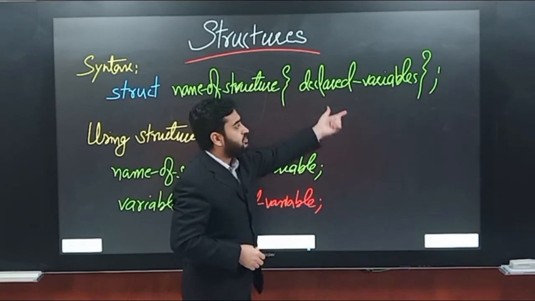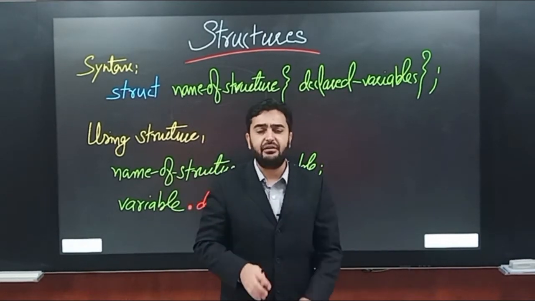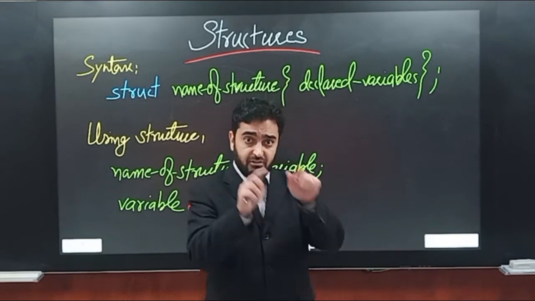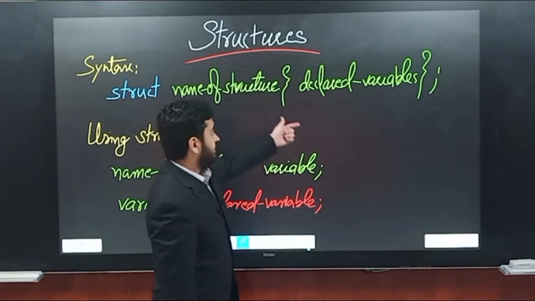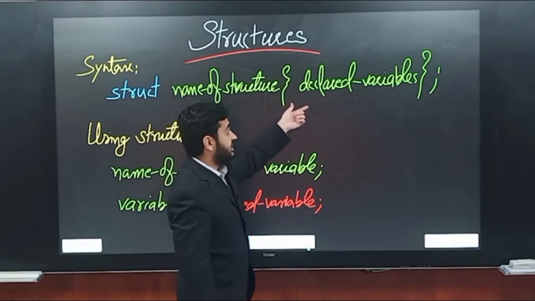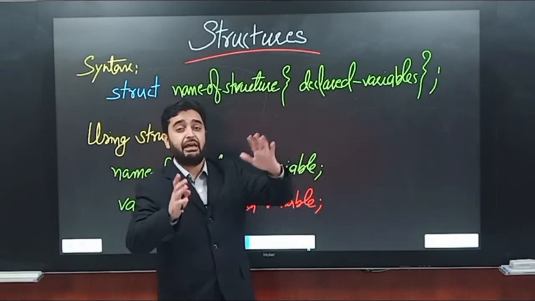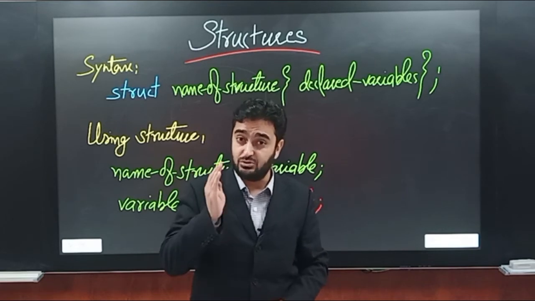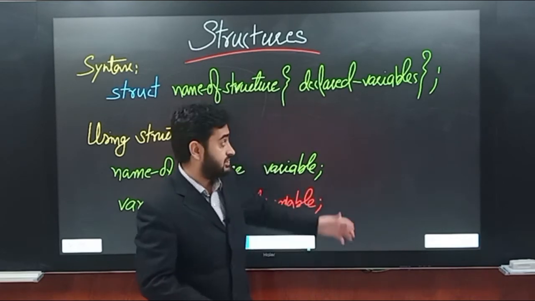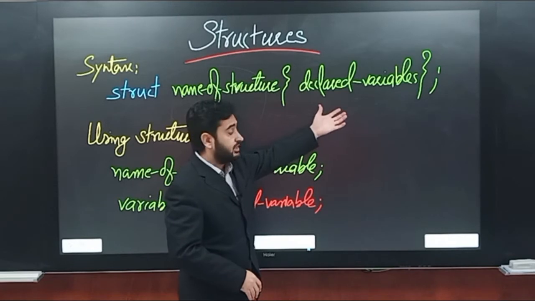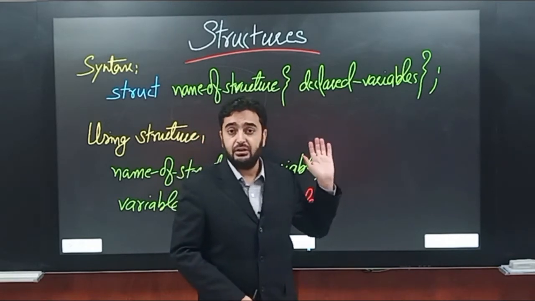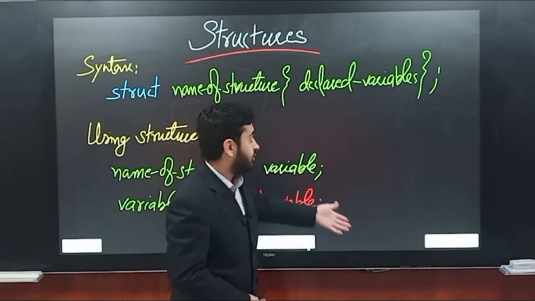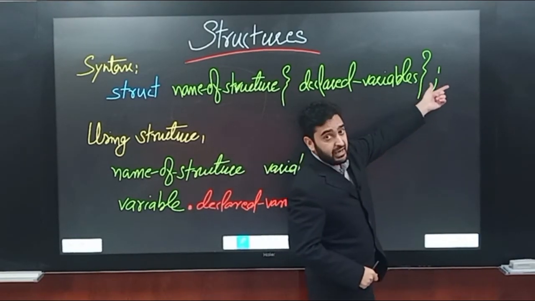In this body you can declare multiple existing primitive or derived data types. It means that we cannot define constant values like in the enumerations, but we have to declare variables inside the body of the structure, like integer a, or character name, or float obtained marks, etc. And then this is terminated by a terminator.